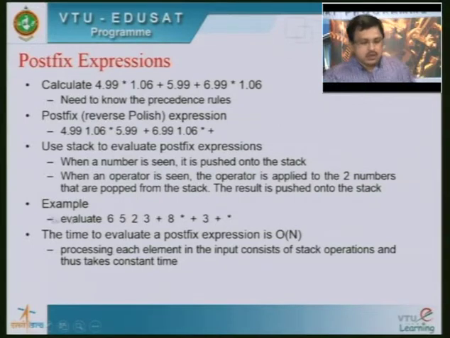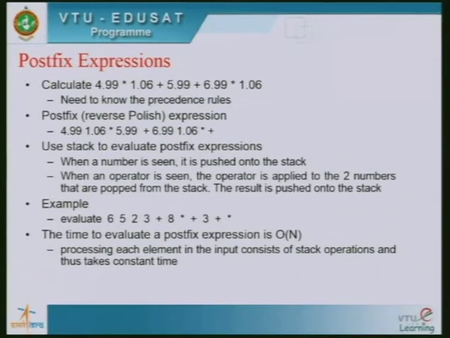If you look at this, there is another example here, 6 5 2 3 plus 8 star. So what do I do? Let me just quickly do this.